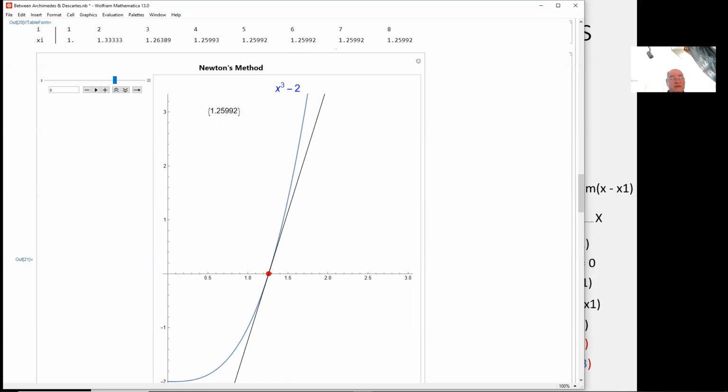In 5 decimal places. If I asked Mathematica to write this out to 10 decimal places, I would be getting better and better approximations. But 1.25992 is a pretty good approximation. Does anybody have a calculator that they can cube 1.25992? Multiply 1.25992 times itself, and then take that number and multiply it by 1.25992. Multiply that number 3 times.